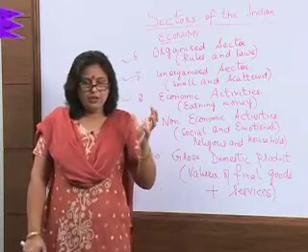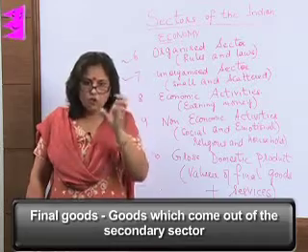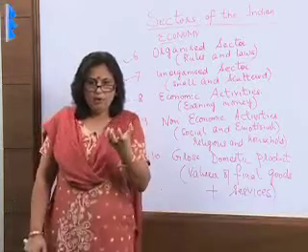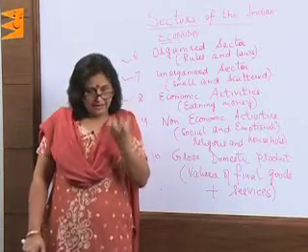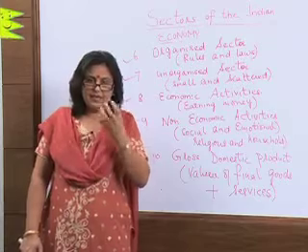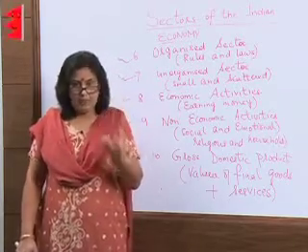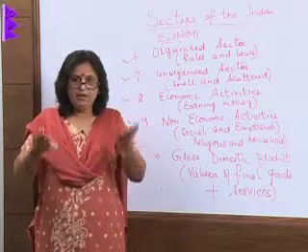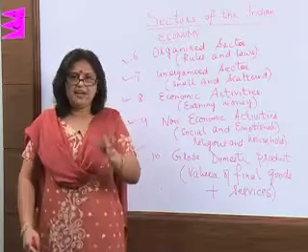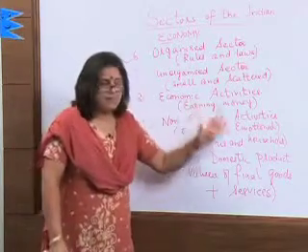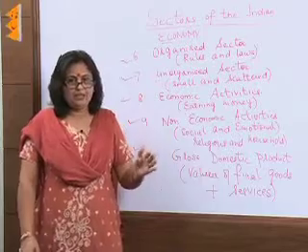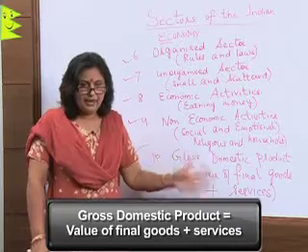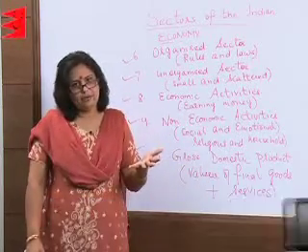As I told you earlier also, the final goods are generally those goods which come out of the secondary sector. As we said, flour is a primary sector thing. When it turns into biscuits, it is a secondary activity product and it is also a final product. It is just the way it is available, you make use of it, that is the final good. So, the gross domestic product is calculated on the basis of the final goods and services produced in a year in a country, the value of that is calculated.